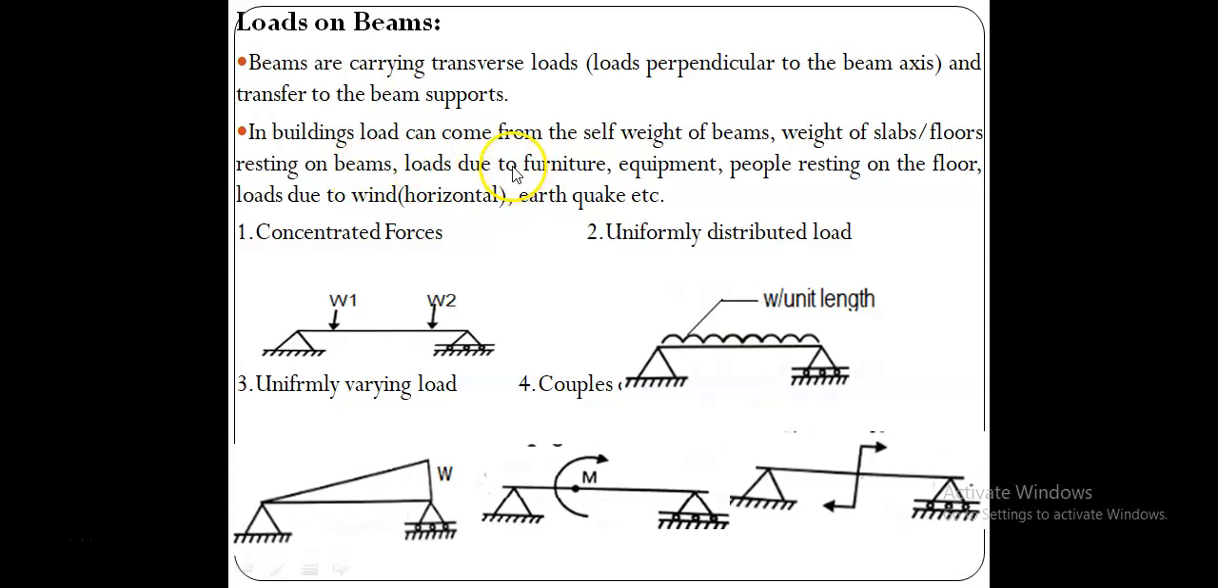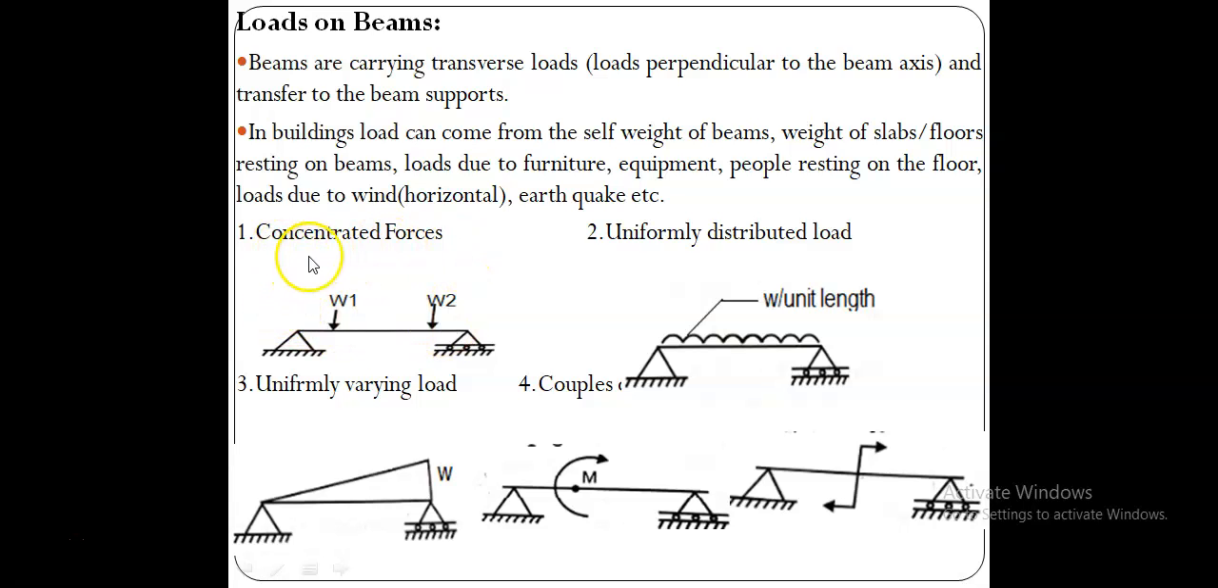In buildings, load can come from the self-weight of beams, weight of slab, floors resting on beams, loads due to furniture, equipment, people on the floors, loads due to wind, horizontal forces, or earthquake, etc. So these are all some types of forces acting on the beams. Okay. Physically, these loads are transferred to beams from slabs, or they may act directly on beams. Let us see some types of forces acting on beams.